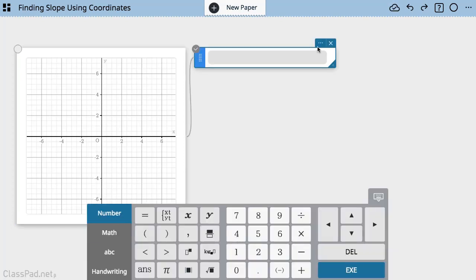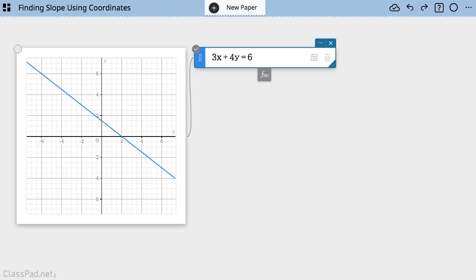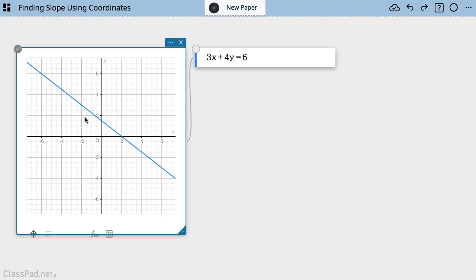The equation I want you guys to graph is 3x + 4y = 6. You'll notice it is in standard form, so the slope is not as easily recognized as it would be if we were graphing in slope-intercept form. So the next thing I want to do is select two coordinates on our graph.